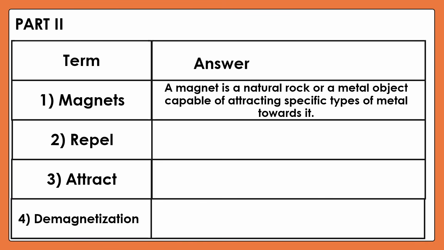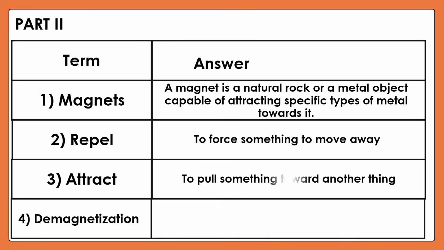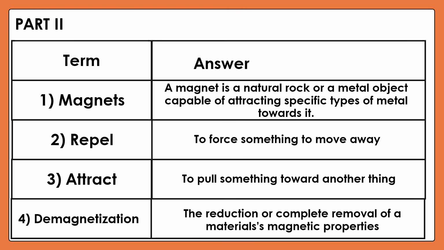Magnets. A magnet is a natural rock or a metal object capable of attracting specific types of metal towards it. Next, repel. To force something to move away. Third, attract. To pull something toward another thing. And last, demagnetization, the reduction or complete removal of materials' magnetic properties.